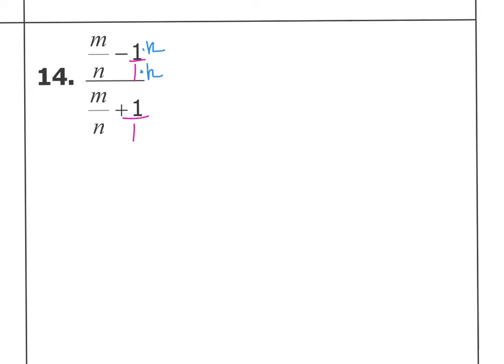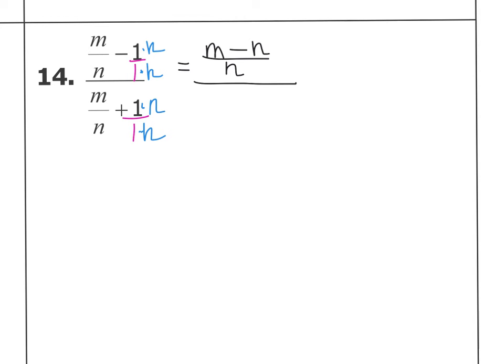Same thing in the denominator. This fraction has an n, this does not have it. So it's missing an n, so I'm going to multiply it by n. What I do to the bottom, I need to do to the top. So I end up with, in the numerator, m minus 1 times n is n, all divided by, now they have a common denominator of n. So I can put them over the same denominator as one fraction.